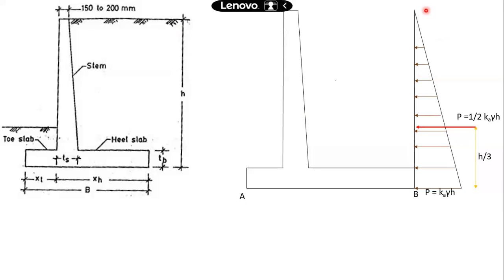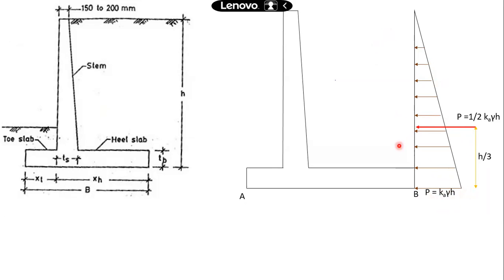Okay, so this is the soil pressure distribution on the retaining wall, varying in a linear form. Zero at the top, maximum at the base of the retaining wall. And what is the maximum value of the earth pressure? Ka gamma H: active earth pressure coefficient, into density of the backfill, into the height of the retaining wall.